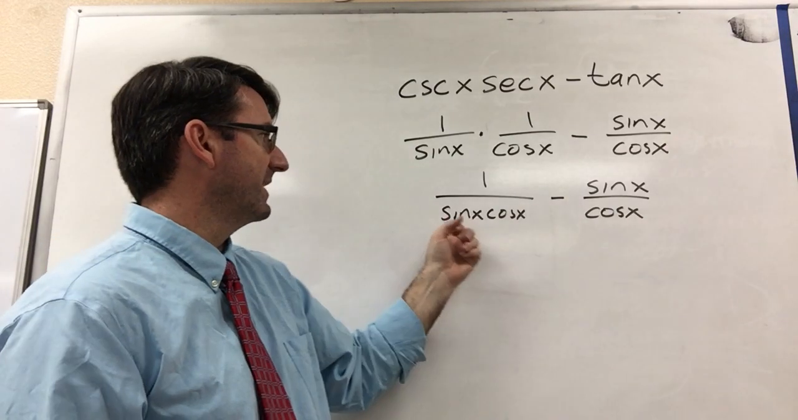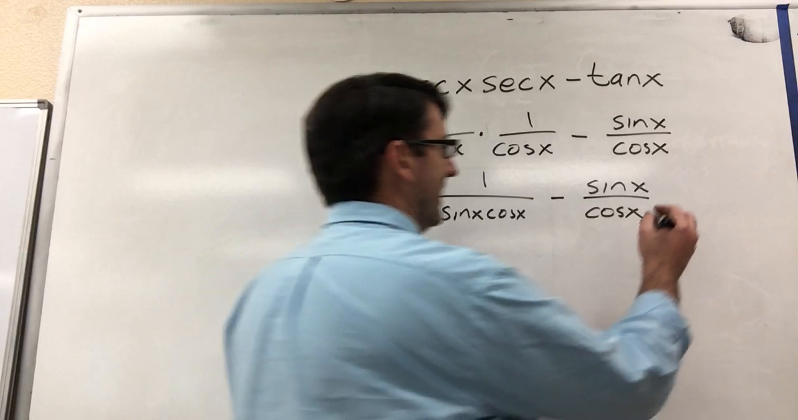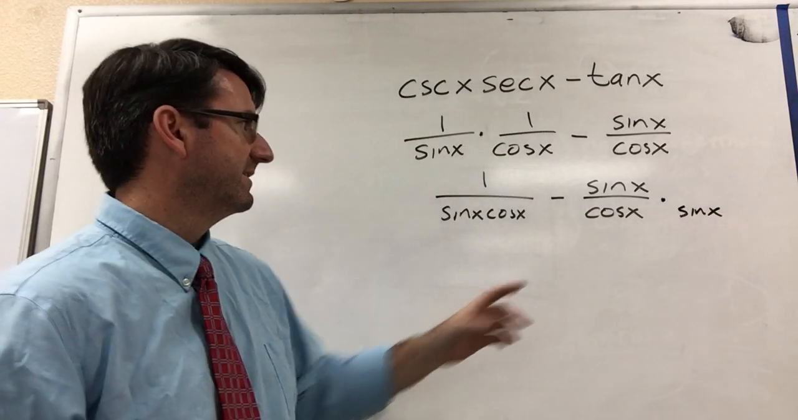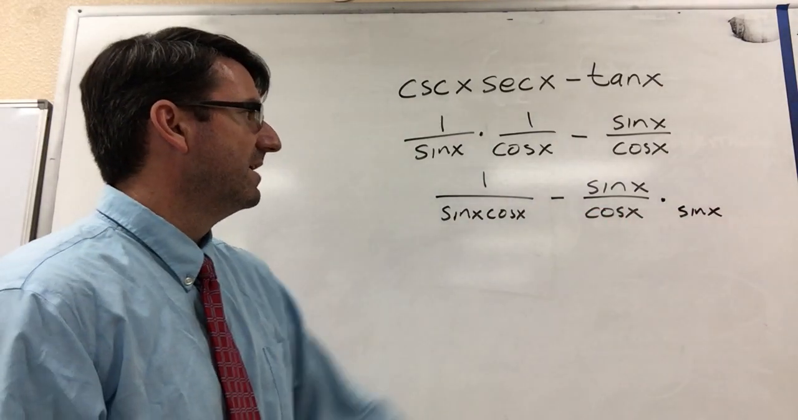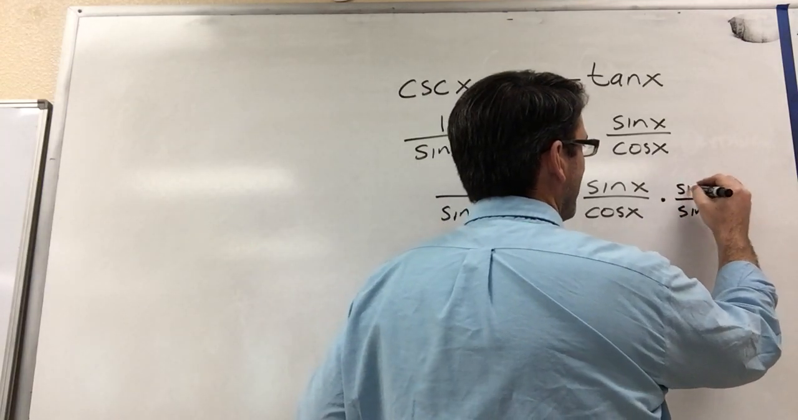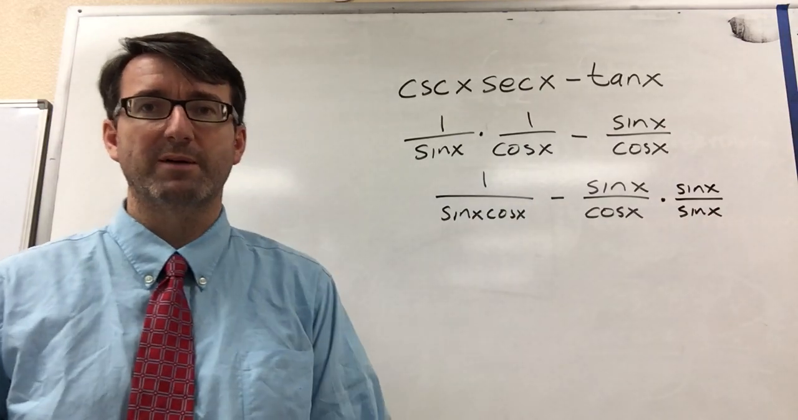So our common denominator is going to be sine x cosine x, and to get that over here, we're going to need to multiply by sine x. That would give us sine x times cosine x in this fraction. But we can't just multiply by sine x in the denominator. But we can multiply by sine x over sine x, because that's just multiplying by 1.